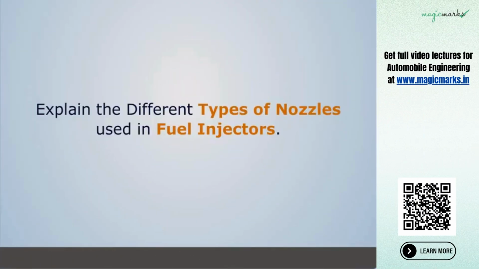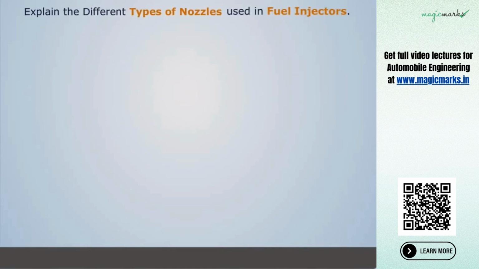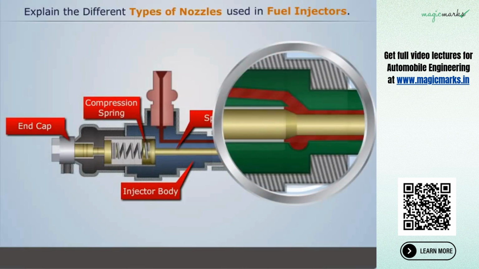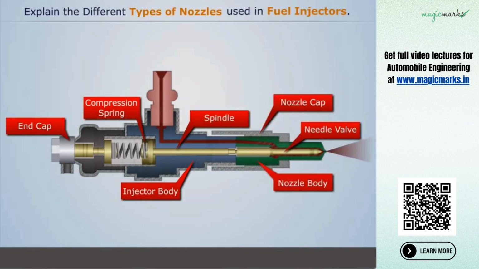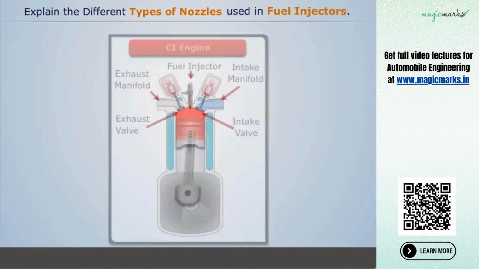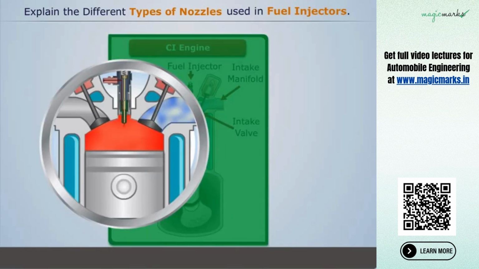Explain the different types of nozzles used in fuel injectors. We know that during fuel injection, when fuel pressure becomes sufficient enough to lift the needle valve, the fuel goes through the nozzle and gets sprayed into the combustion chamber. The nozzle plays a very important role in the fuel injection process. It is responsible for the following functions.